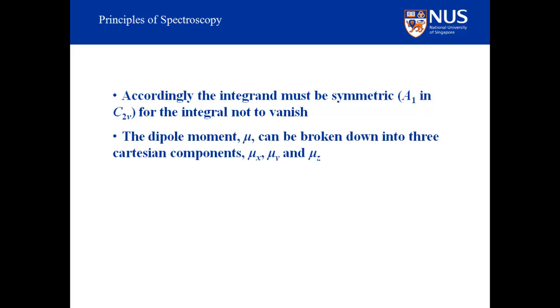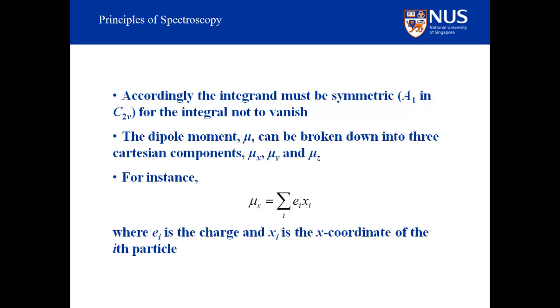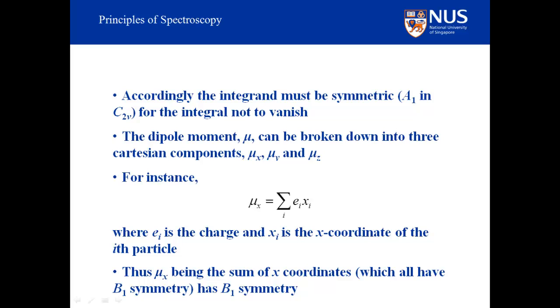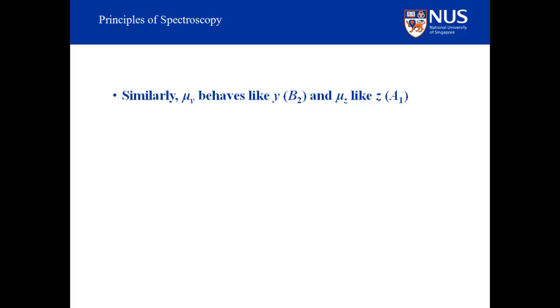The dipole moment mu can be broken down into three Cartesian components: mu x, mu y, and mu z. For instance, mu x is simply the sum of the charges times the x-coordinate of the charges. Thus mu x, being the sum of the x-coordinates, which all have B1 symmetry, has B1 symmetry. Similarly, mu y behaves like y, that is, it has B2 symmetry, and mu z like z, that is, it has A1 symmetry.